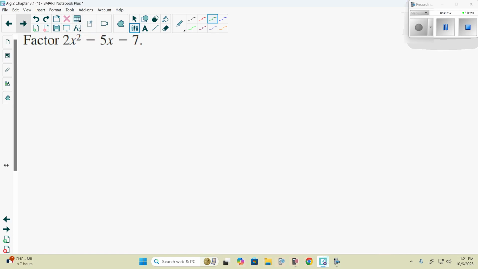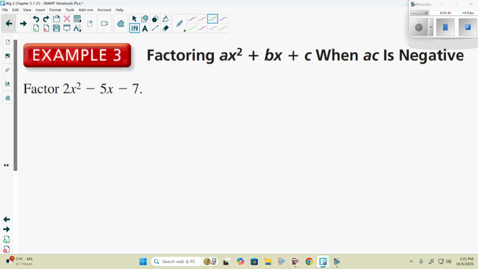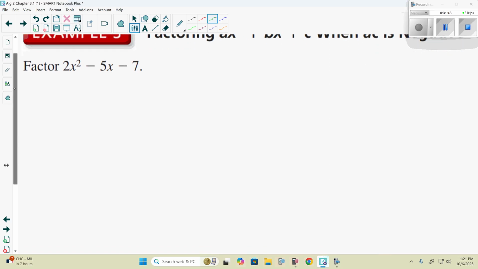Thank you. I believe these are the last two. 2x squared minus 5x minus 7. Is there a greatest common factor between these three terms? No.